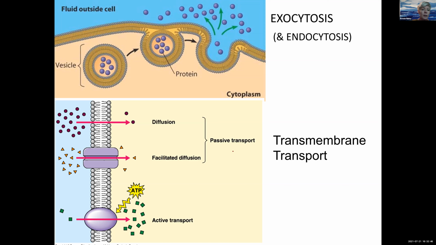All right, so we call all of these different kinds of transport transmembrane. That means going across the cell membrane. So anything that needs to go into or out of a cell is going to have to be done by one of these forms of transmembrane transport. And we can also call exocytosis secretion, and we can also call endocytosis absorption.